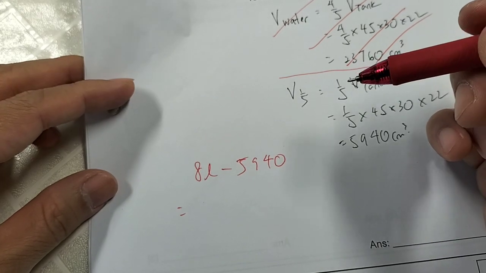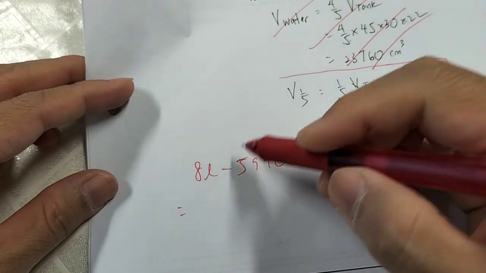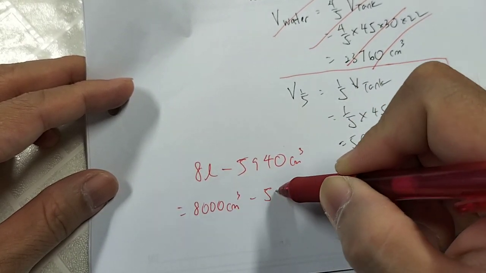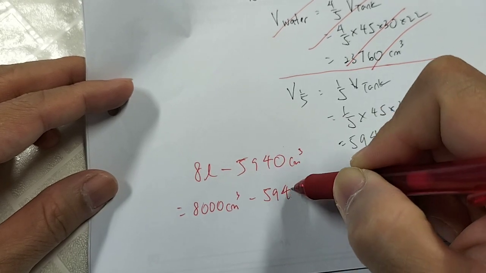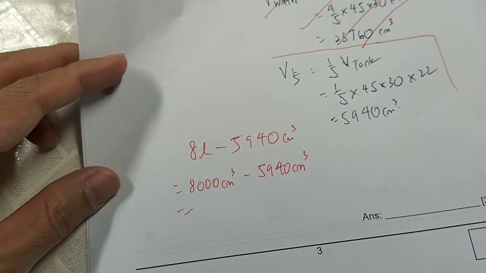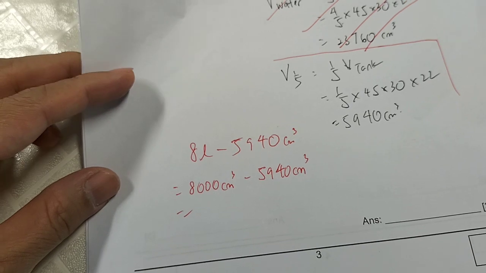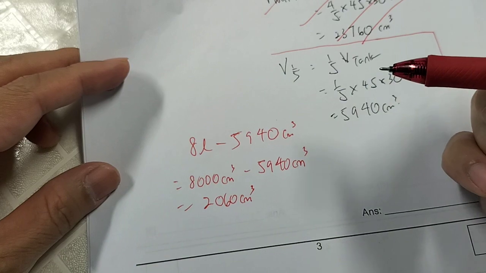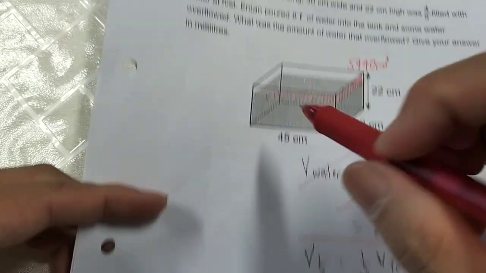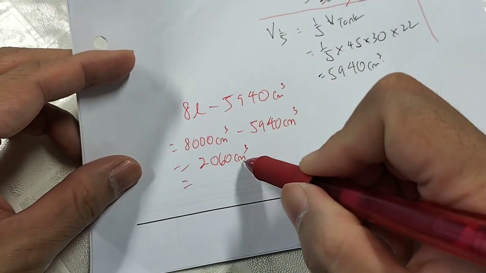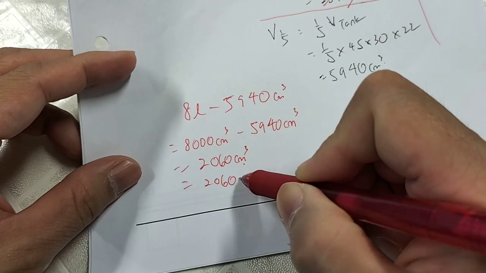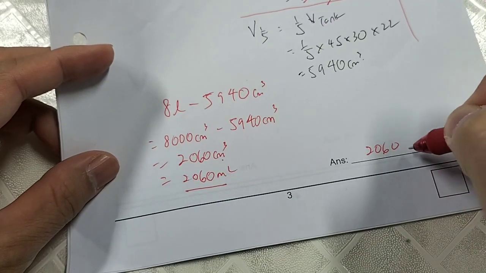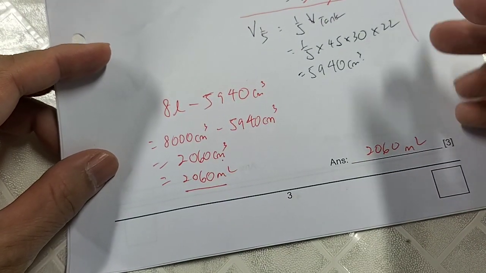So this question tests you on conversion. You need to know how to convert 8 liters to 8,000 cubic centimeters, minus 5,940 cubic centimeters. And you have 2,060 cubic centimeters. And finally, you're supposed to express your answer in milliliters. And you need to know how to convert from cubic centimeters to milliliters. Basically, the number remains the same. And that is your answer. Do remember to write down your units as well.